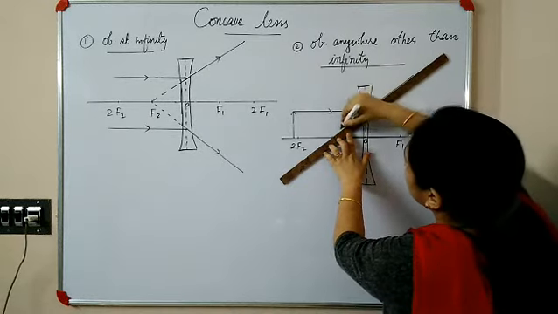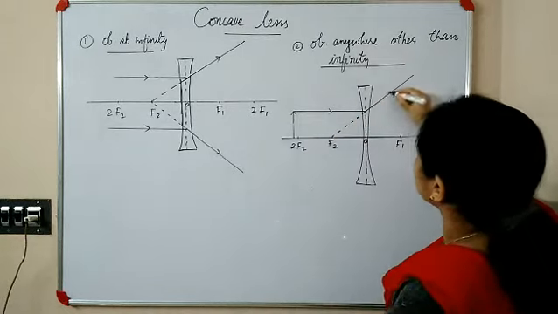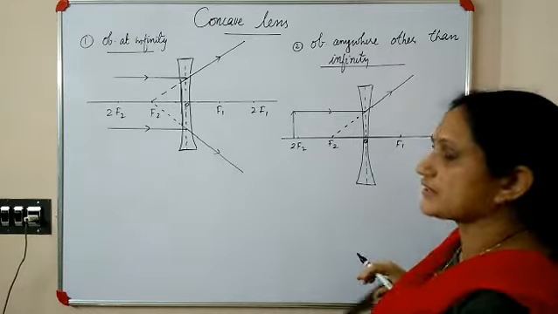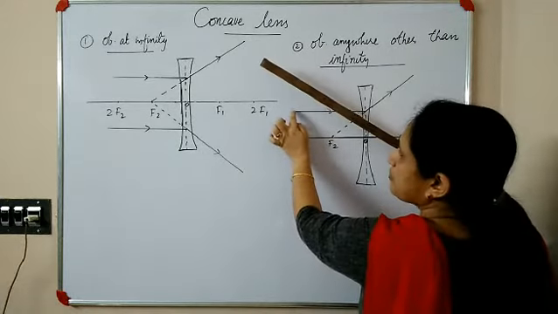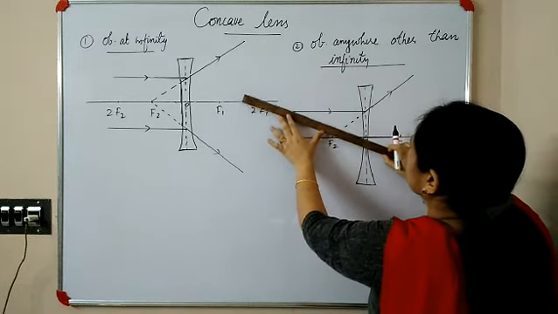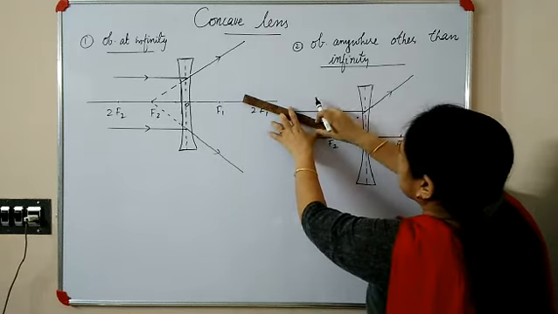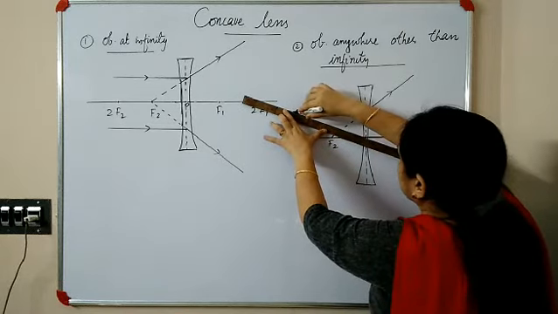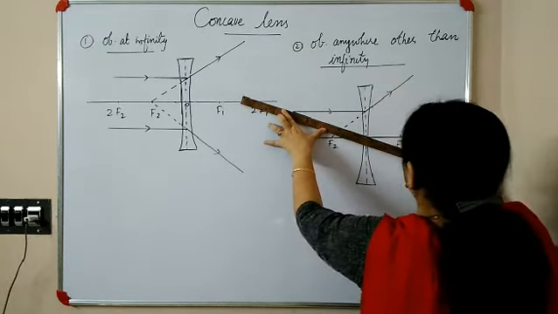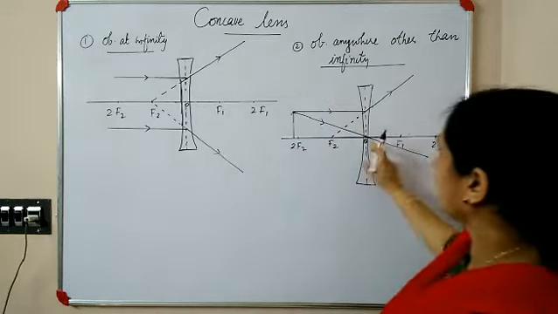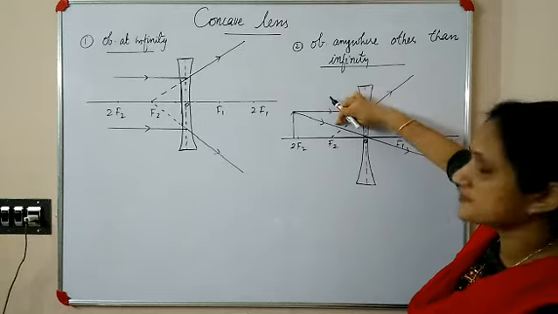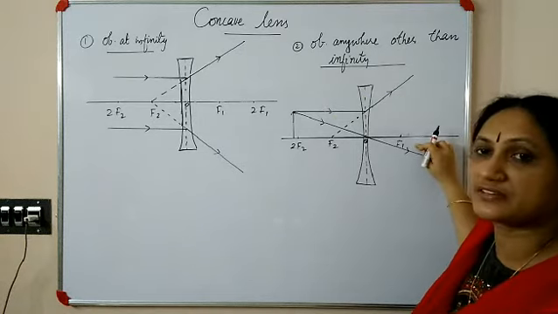When you extend it backward, it appears to pass through the principal focus. Now draw one more light ray which passes through the optical center. From the same point you have to draw the light ray. And according to the rule, the light ray passing through the optical center goes undeviated. So these are the two incident rays and their corresponding emergent rays.